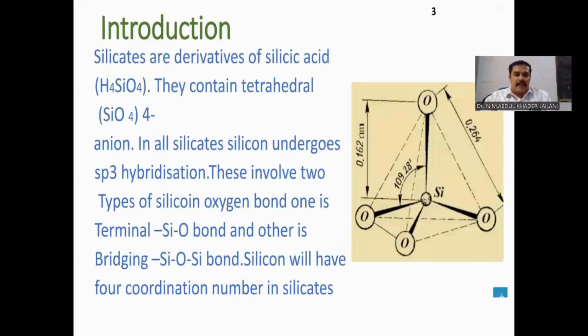The silicates are obtained from silicic acid, which has the general formula H4SiO4. When we remove the 4 H+ ions, we get the SiO4 4- ion. This is the basic structure of the silicate unit, and it has sp3 hybridization. It involves a silicon-oxygen-silicon bond in the silicates.